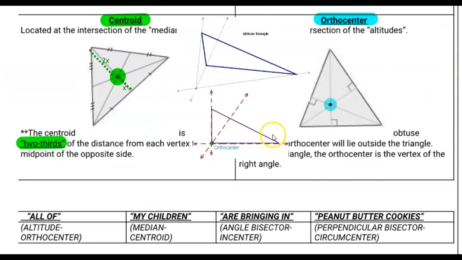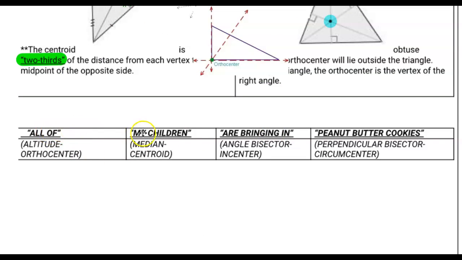So, moving on to the last part of the notes here. All of my children are bringing in peanut butter cookies. Here's what they mean. All of, altitude, corresponds to orthocenter. How about that? My children, median, centroid. Are bringing in, angle bisector, incenter, ABI, right? Peanut butter cookies, PBC, stands for perpendicular bisectors, circumcenters.